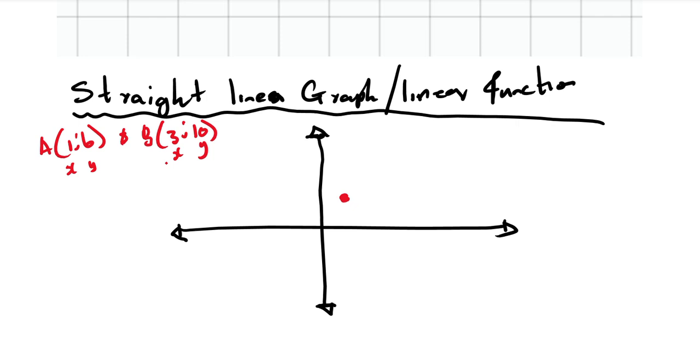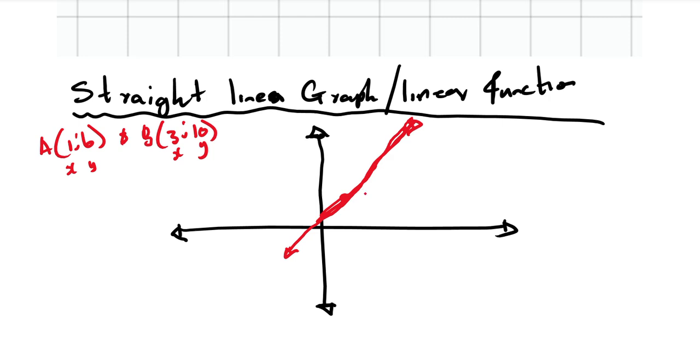And then for the other point, we're going to have 3 somewhere here, and then 10 maybe here. Do you get me? Our graph is going to look like this. Something like this.